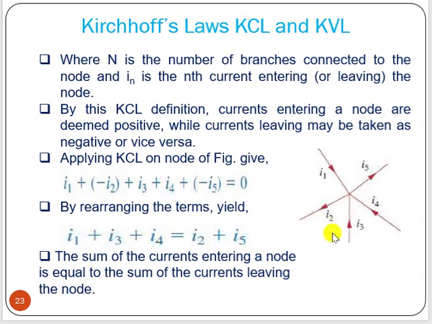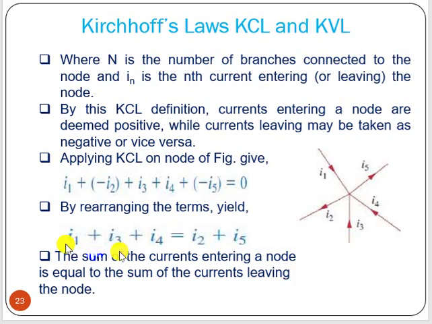I1 is entering, I2 leaving, I3 entering into that node, I4 also entering, I5 is also leaving the node. So what we have: I1, I4, I3 entering, I2, I5 leaving. So according to KCL, what we can write, summation equal to 0. That means I1 minus I2 plus I3 plus I4 minus I5. If we consider entering as positive, we have to consider leaving as negative, and then summation becomes 0.